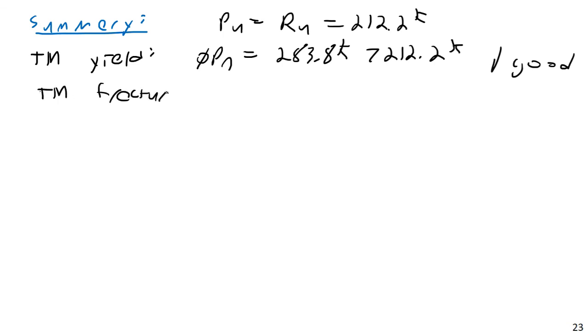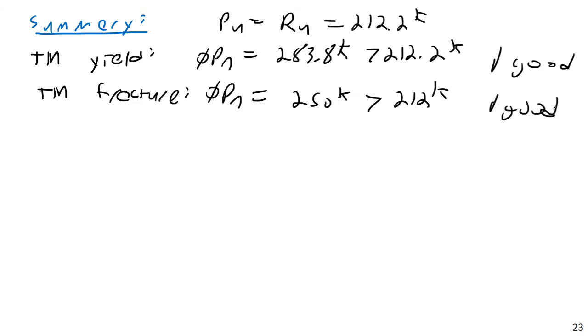For tension member fracture, phi Pn, we calculated this as equal to 250 kips, which is greater than 212 kips. I'll just abbreviate this to 212, and so we're good there. Let me mark that 250 in my notes. I found a slight error in my previous notes when I worked through this again tonight, which is also why I'm working so late. I've done more than one take of this.